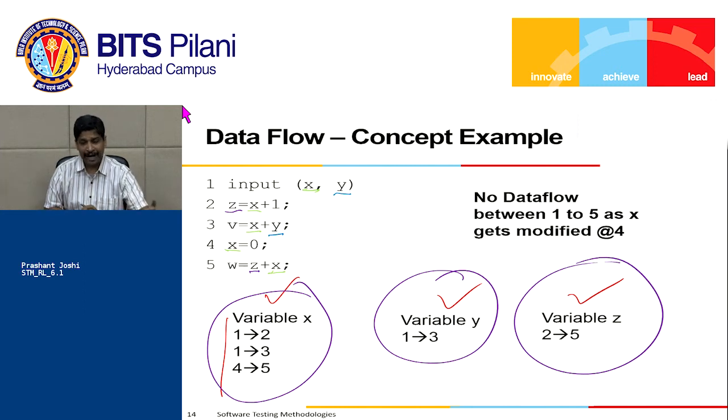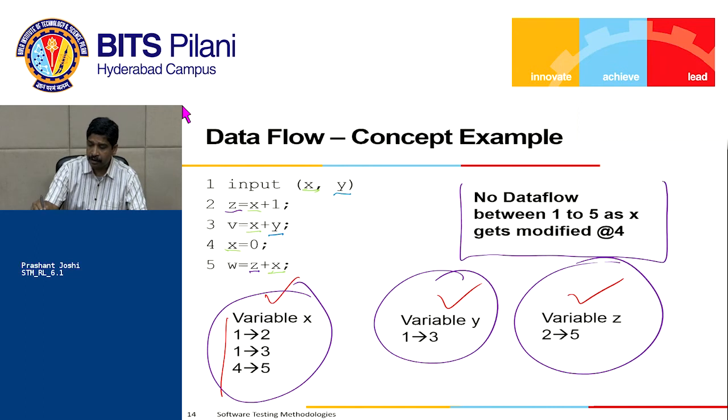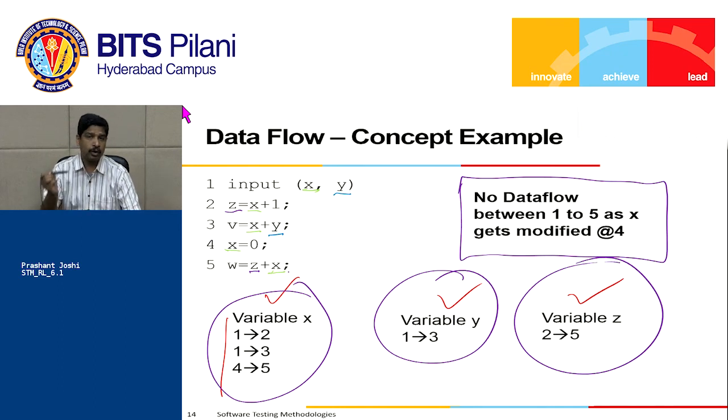So between 1 and 5, we are making a very clear-cut note and would want to be true to our definition of definition and use. Between 1 and 5, x is defined and used in 5, but remember we do not want it modified in the control flow that we have, because x gets modified at 4. This is a fundamental concept and the basis for data flow testing.